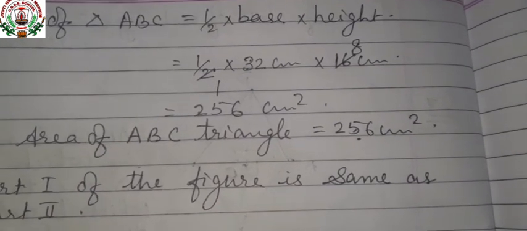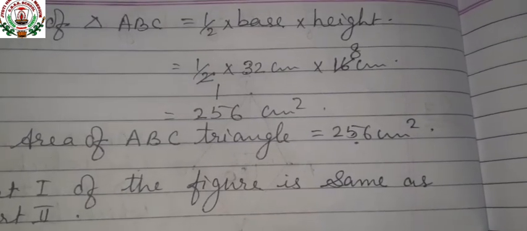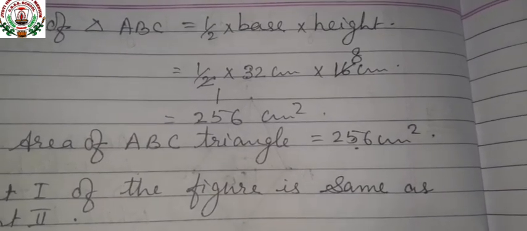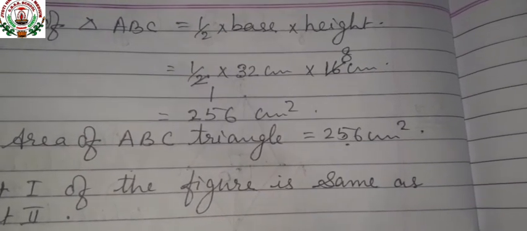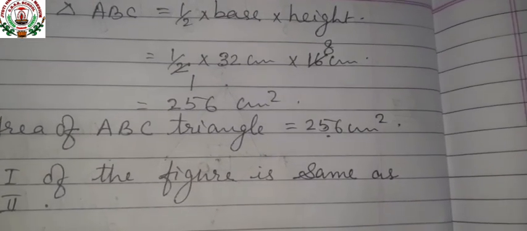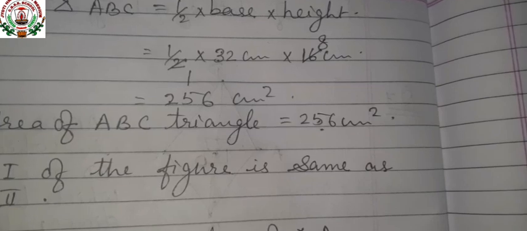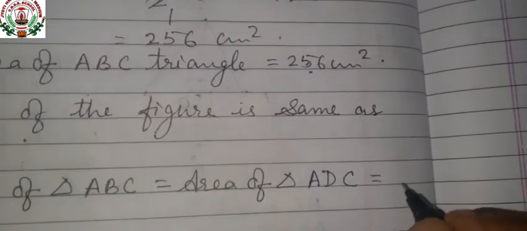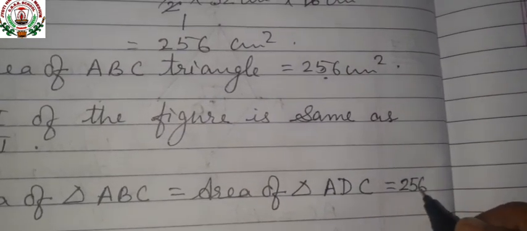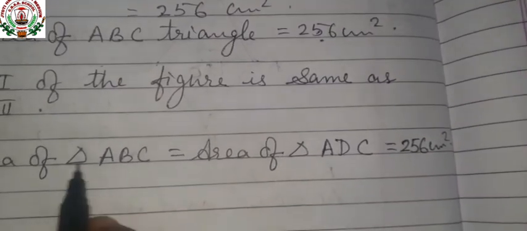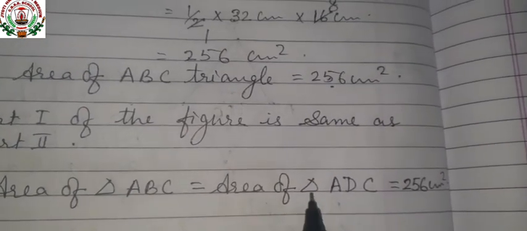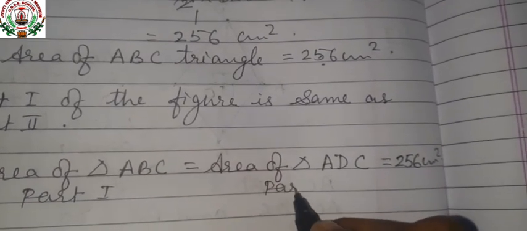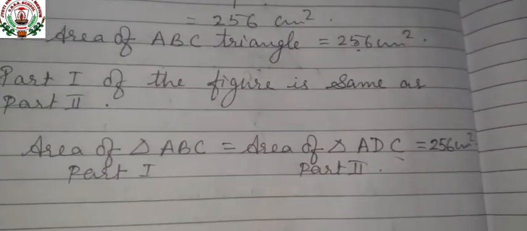Therefore, area of triangle ABC equals area of triangle ADC equals 256 cm square. These two are of different colors. So part 1, part 2. This is part 1 and this is part 2. So two colors of paper we got area.